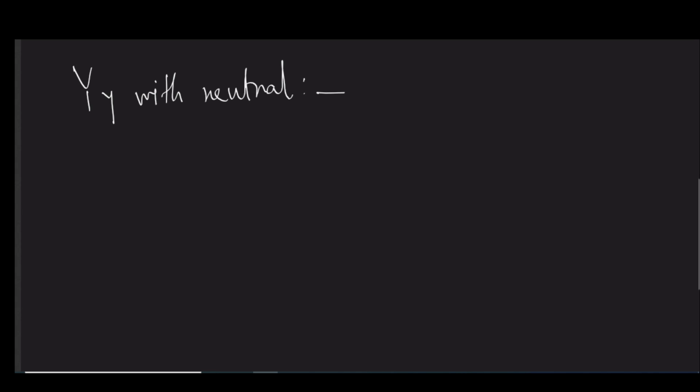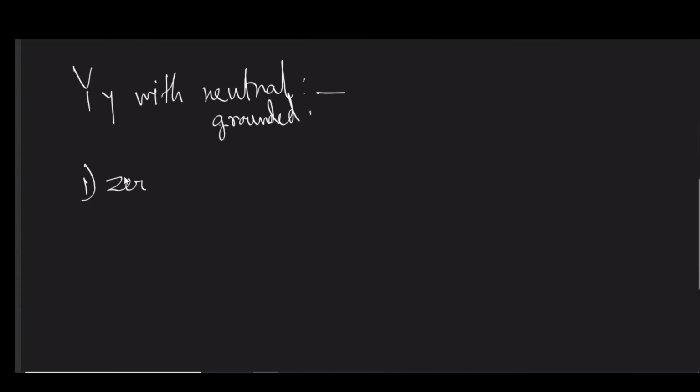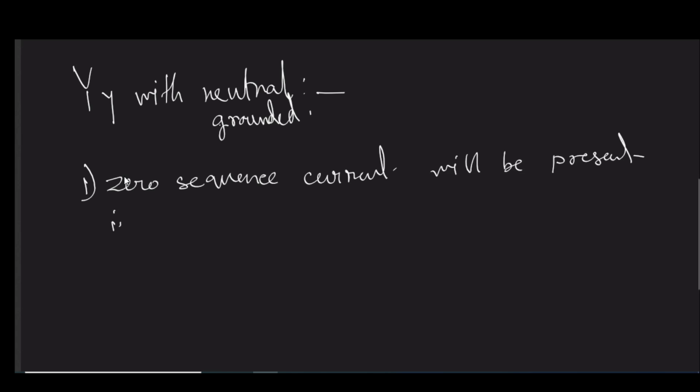So in the case of YY with neutral, the neutral is grounded. Then what will happen? Let me write. The zero sequence current will be present in phase and line voltage, line current.